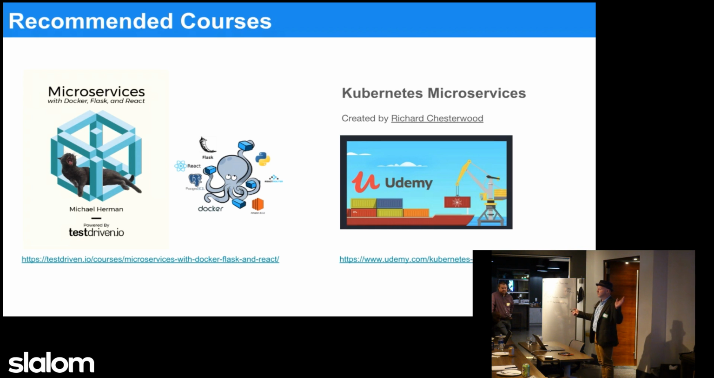It's like $20, best $20 you'll spend, better than almost every Udemy course on the planet. This Kubernetes microservices course is fantastic at explaining how Kubernetes works and also microservices in exquisite detail. The guy's got a British accent, so he's even cooler. But this is totally worth your time as well. I highly recommend that class as well.